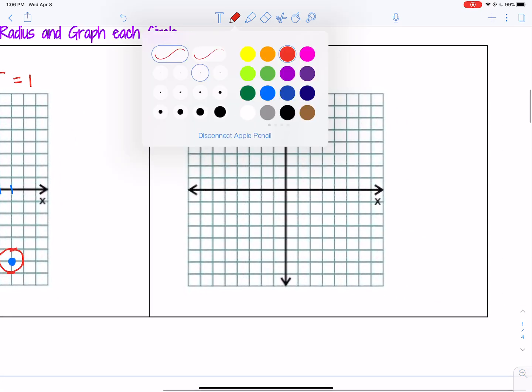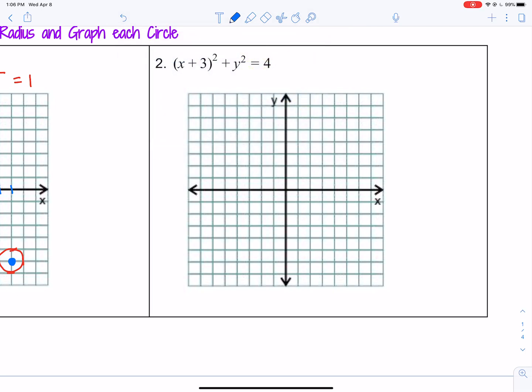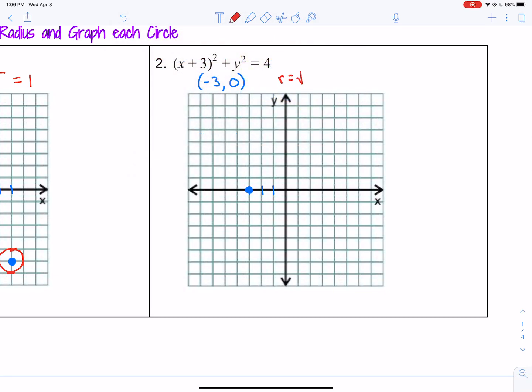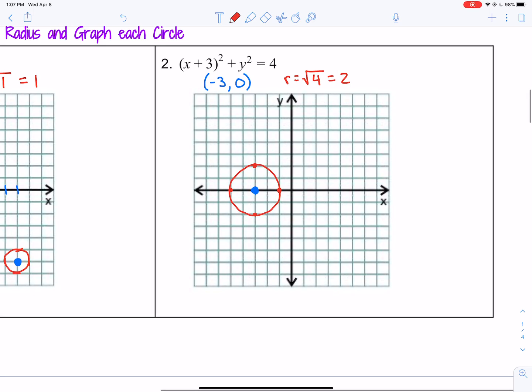Let's look at another example of that. So if we have (x + 3)^2 + y^2 = 4, our center point is at (-3, 0). So we go to (-3, 0) and put the center point on our graph. The radius would equal the square root of 4, which is just 2. So from the center, you want to go 2 in each direction and put some points. So let me erase that stuff so you just see my points. And then draw a nice circle as best you can to represent that circle.